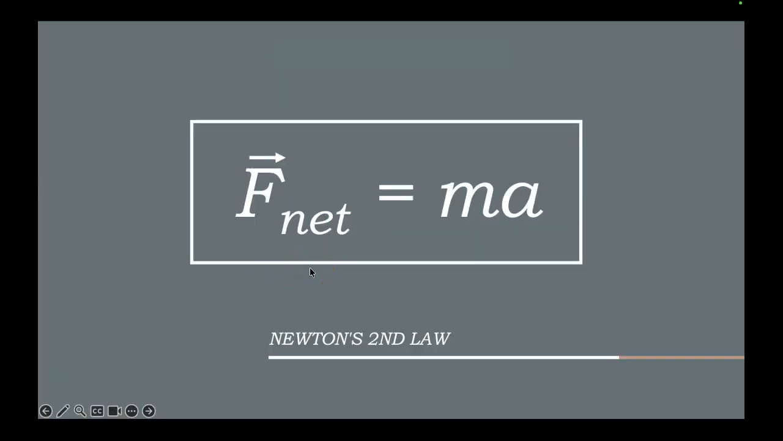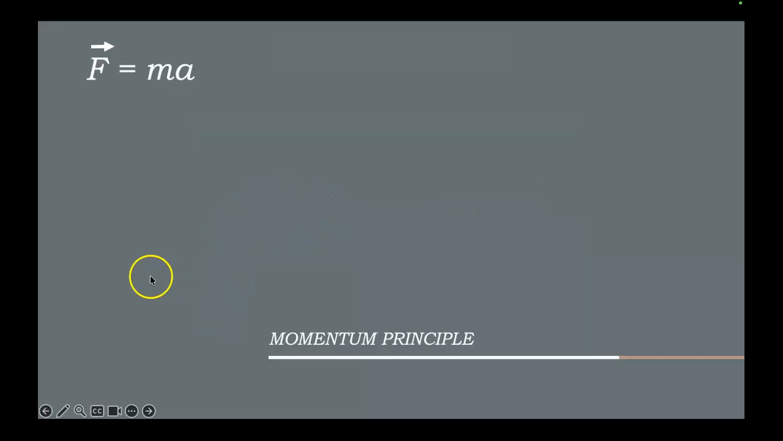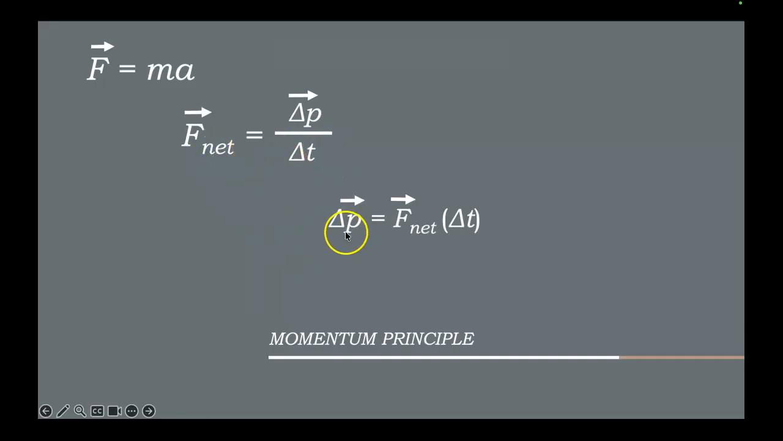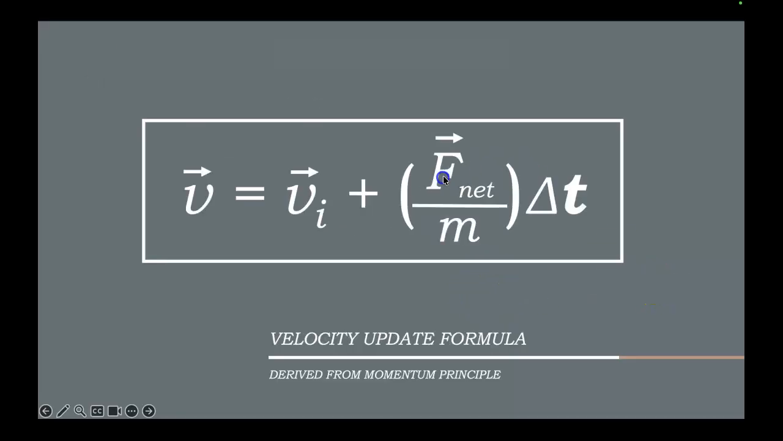So we just want to start with Newton's second law here, which is F net equals mass times acceleration. And from this, we use the momentum principle to derive a certain equation that we'll need later on. F net equals mass times acceleration, and from that we know that Newton's second law says that delta momentum divided over the change in time equals F net, and we can multiply this change in time over to the other side, and this yields a change in momentum equals F net times delta t. And from that we get this equation, and knowing that momentum equals mass times velocity, we can just divide mass out, and this yields our velocity update formula.